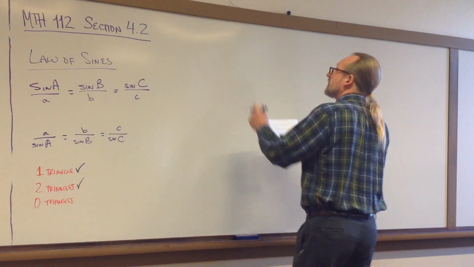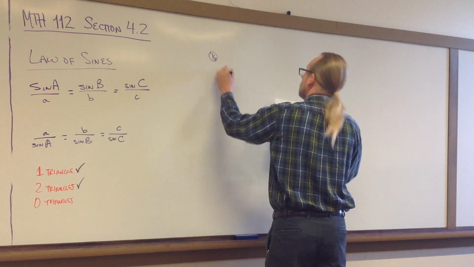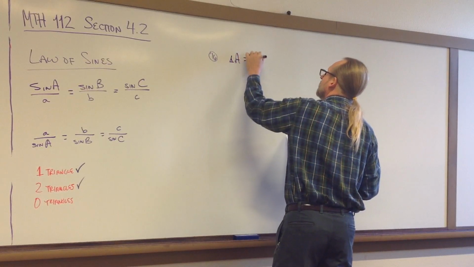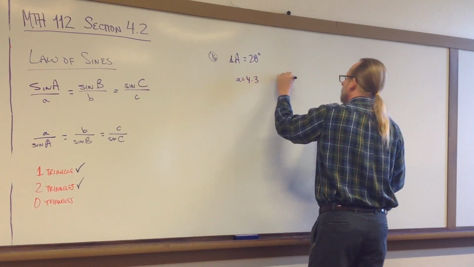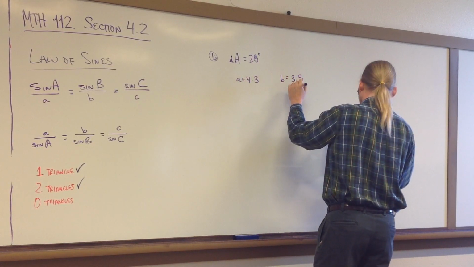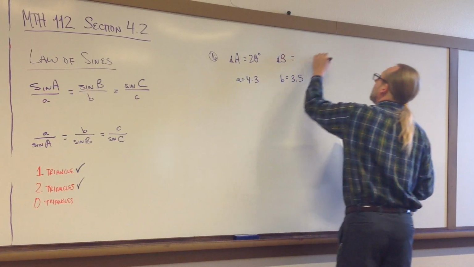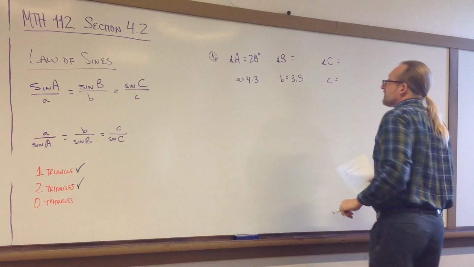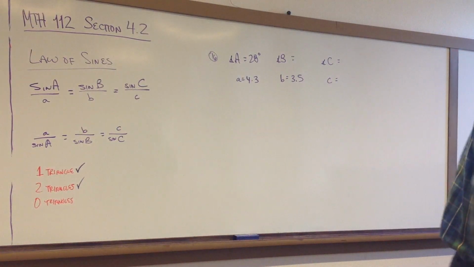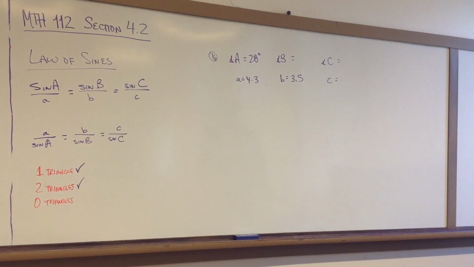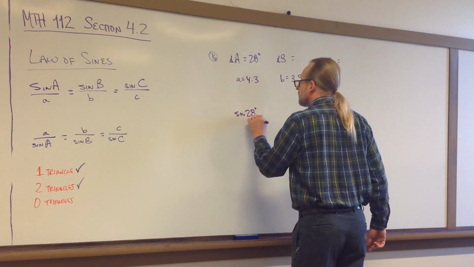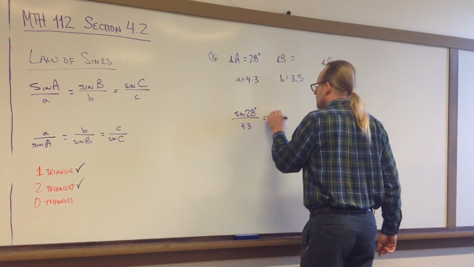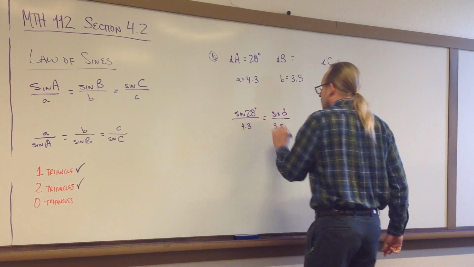Okay, problem 16. We've got angle A as being 28 degrees, side A as being 4.3, side B is 3.5. And we want to find angle B, angle C, and side C. All right, so we're going to say sine of 28 degrees over 4.3 equals the sine of B over 3.5.